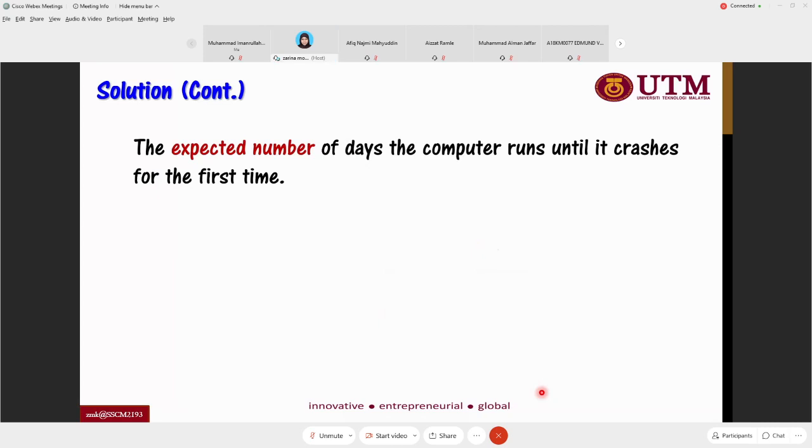Now, the second one: the expected number of days the computer runs until it crashes for the first time. So you're not talking about finding a probability. You're talking about finding the expected number of days. So the expected number is actually the mean, the EX. Sometimes some students do not know what that expected number is. The word expected means the mean, or the average, for a random variable. So the notation is EX. For a geometric random variable, it is 1 over P, and you know P, so replace that P value with 0.05, then you get 20. So that is the answer for this particular question.